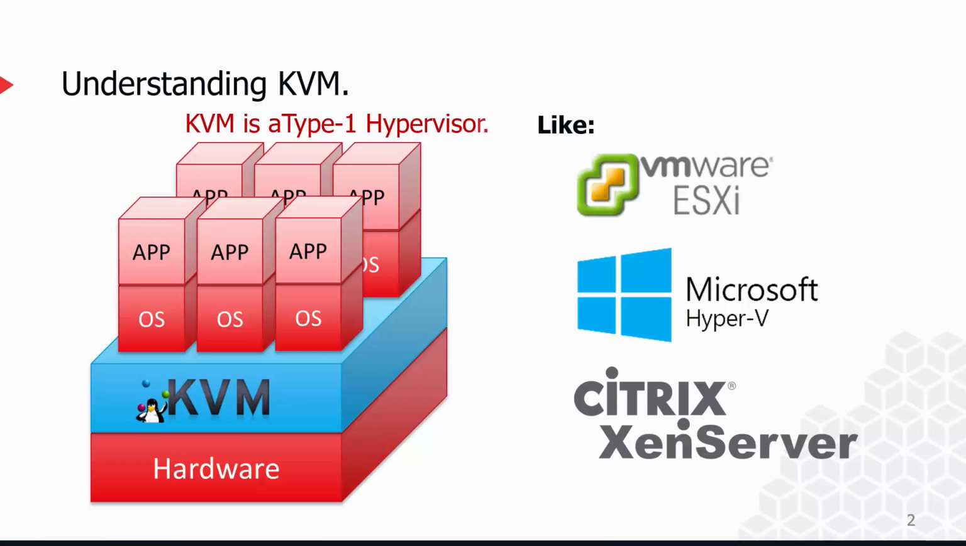Kernel-based Virtual Machine, or KVM as it is more commonly known, is a Type 1 hypervisor which allows for direct communication between the hypervisor layer and the hardware without the need for emulation. Other Type 1 hypervisors that you may already be familiar with are VMware ESX, Microsoft Hyper-V, and Citrix XenServer.